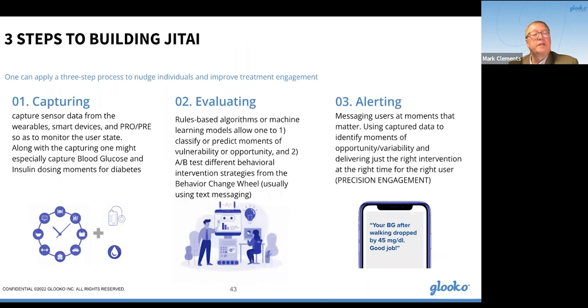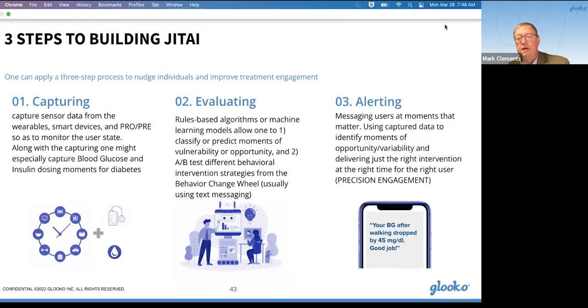So what are the steps to building a JEDI? Well, the first is to capture sensor data from wearables and smart devices, from patient-reported outcomes and patient-reported experience surveys, so you can monitor the user's state. The second is to evaluate. So one can use initially a rules-based algorithm to get started and eventually evolve to a machine learning-based model that allows one to classify or predict moments of vulnerability or opportunity for engagement, and to A/B or ABC test different behavioral intervention strategies from the behavior change wheel.